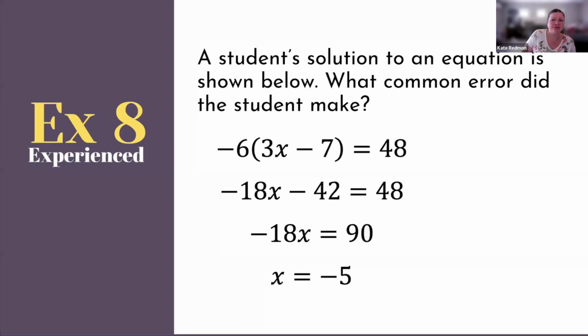It says a student's solution to an equation is shown below. What common error did the student make? Now, if you feel like when you're looking at this, you get lost in the symbols, don't feel bad, so do I. Even as a math teacher, I can get lost in the symbols. So I highly recommend that you go on the side and try to do the problem yourself and see, if I do what they did, what would I get? So I'm going to start by just writing this same equation down over here: negative 6 times 3x minus 7. Look how that 3x minus 7 is in parentheses. It's negative 6 times that whole grouping of 3x minus 7 equals 48.